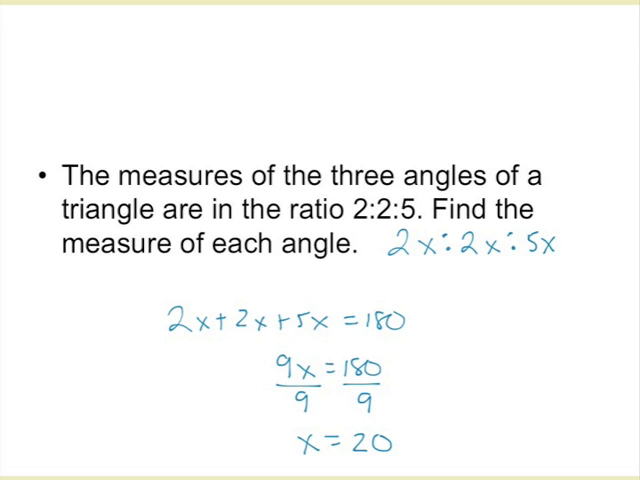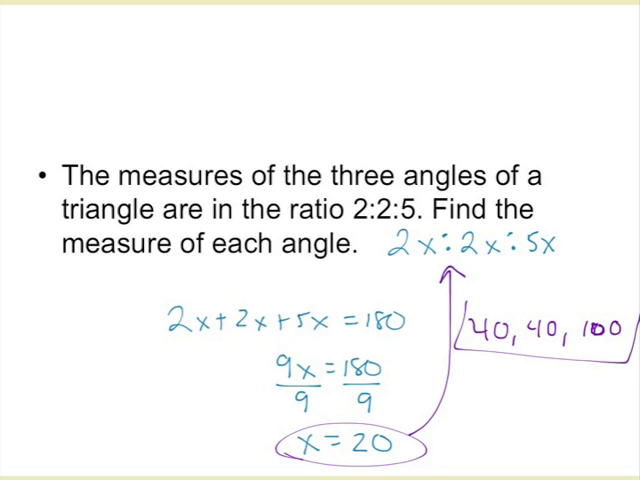So what do I need to do to know how big the angles are? Multiply that by the original ratio. So our angles are 2x, 2x, and 5x. If x is 20, then our angles are 40, 40, and 100, which add up to 180 and could be reduced back down to 2, 2, 5.